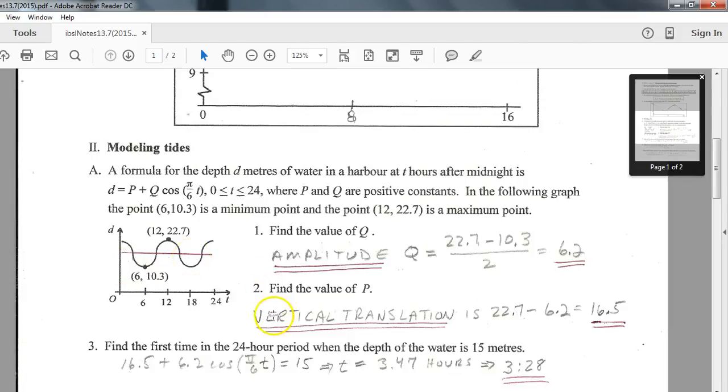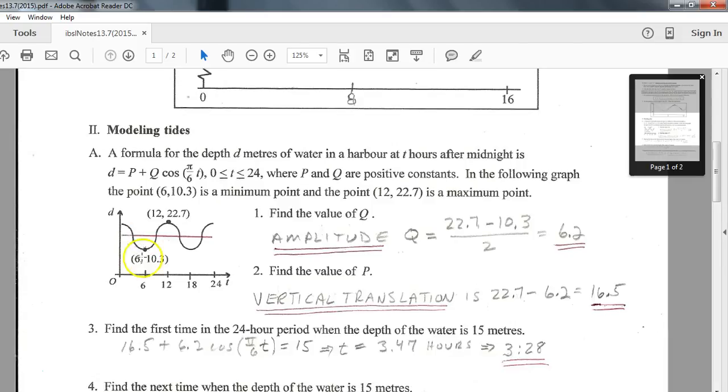The p-value is wherever this red line is. It's the midline or the center of the graph. This was our vertical shift. We just figured out in question 1 that this distance right here from the midline to the max is 6.2. And so if we just subtract 6.2 from our max, that's going to tell us exactly where this red line is. Or we could have added 6.2 to our minimum, and that would have also given us the value of the midline of the graph.